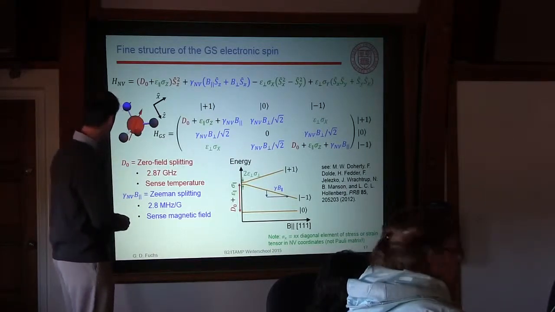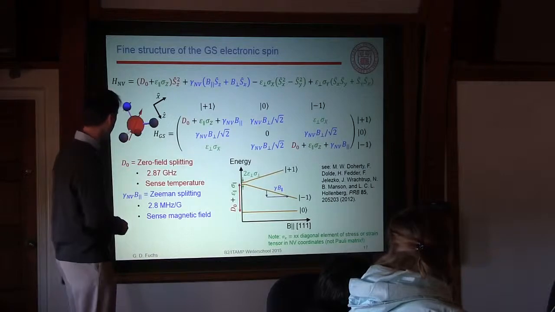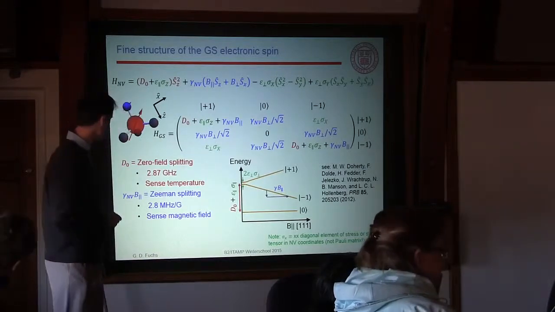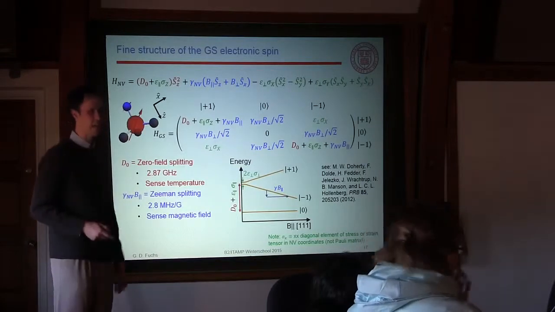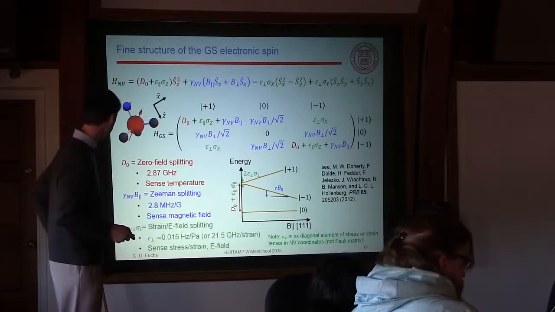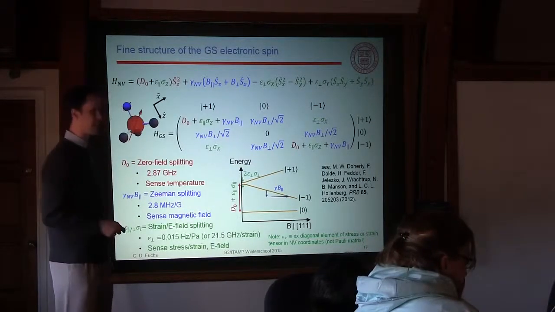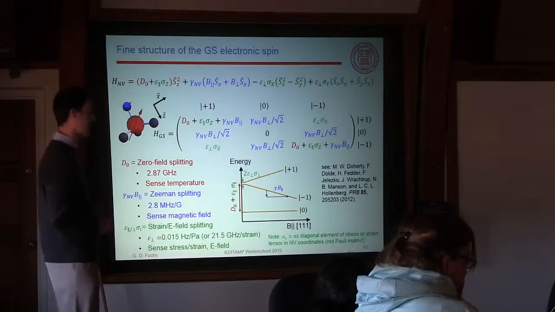Okay, so then the next one is the Zeeman splitting. It's just got the gyromagnetic ratio of a free electron, 2.8 megahertz per Gauss. So of course it's a good field sensor. And then the strain splitting. This one is by far the tiniest term.